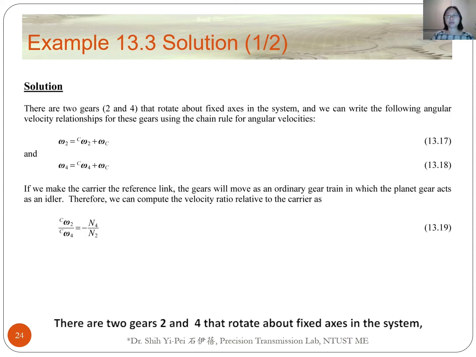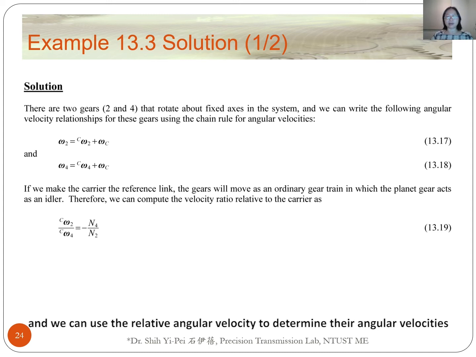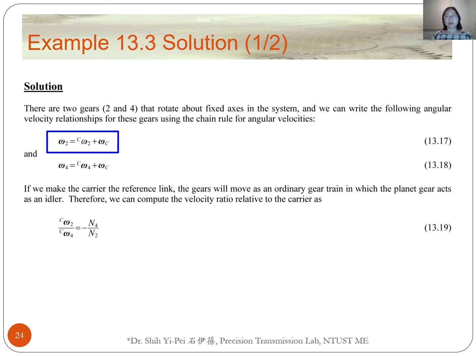There are two gears, 2 and 4, that rotate about fixed axes in the system, and we can use the relative angular velocity to determine their angular velocity. Omega 2 is equal to omega 2c plus omega c, and omega 4 is equal to omega 4c plus omega c. If we make the carrier the reference link, the gears will move like an ordinary gear train, in which the planet gear acts as an idle gear.